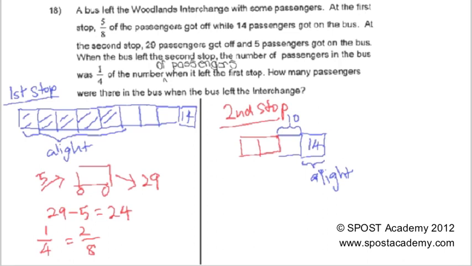So how many passengers were there in the bus when the bus left the interchange? Originally there were 8 units. So since we know that 1 unit is equivalent to 10, therefore 8 units is equivalent to 8 times 10, that equals 80 passengers at first.